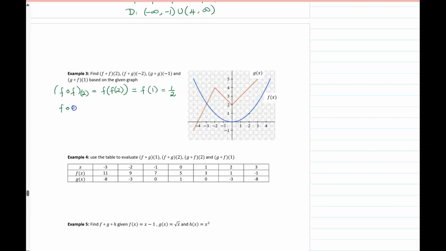f of g of negative 2. First thing we do is find out what g of negative 2 is. Well, g of negative 2 equals 4. So then f of 4. Well, f of 4 is equal to 4 in this case. Now g of negative 1.